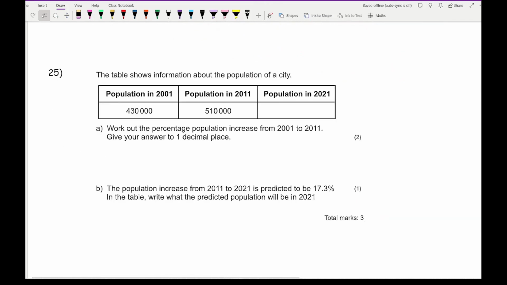Then moving on to question 25, it says the table shows information about the population of a city, and it gives us a population in 2001, population of 2011. And the question is asking us to work out the percentage population increase from 2001 to 2011. Now here, the key thing to remember when you're looking at percentage increase or percentage change is that it's the difference divided by the original, multiplied by 100. So here the difference between the numbers is going to be 510,000 minus 430,000, which is 80,000.